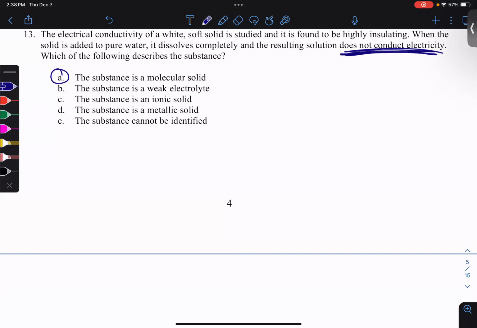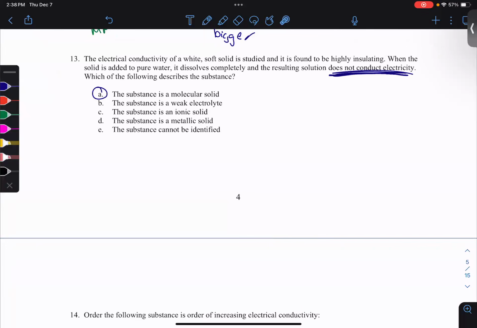Also think about it. I gave some distractors, but they're really bad distractors. Like a weak electrolyte, does that conduct electricity? Yeah, it conducts electricity, back from chapter 4. So it can't be that. Also, we didn't talk about weak electrolytes in our solids chapter. Ionic solids will be strong electrolytes in solution. Will metallic solids even dissolve in water? No. Yeah, of course we can identify it.